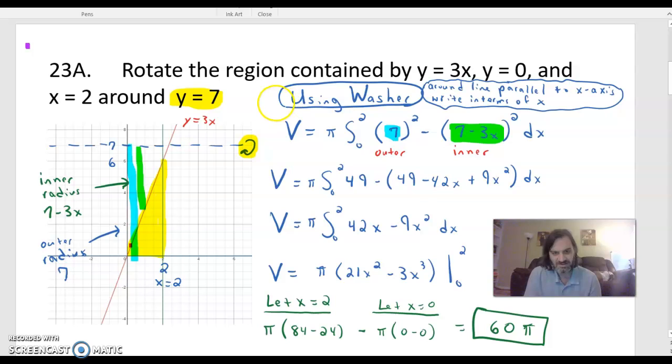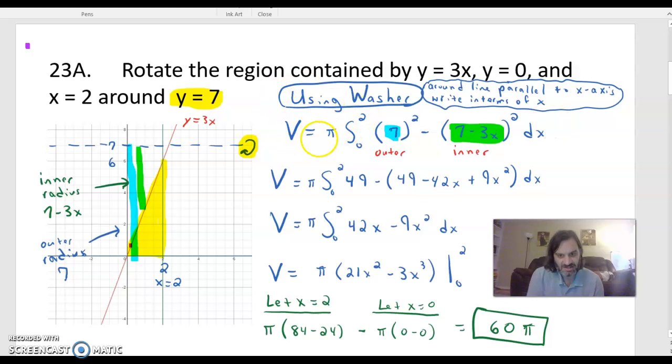So I'm going to start off by using the washer method, since there will be a gap between y equals 7 and the figure from what you see here. So washer method, and since we're going around something parallel to the x-axis using the washer, we'll write everything in terms of x, so our whole integral needs to be in terms of x.